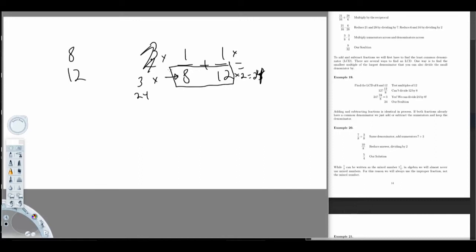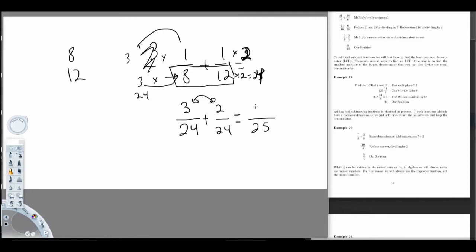Don't forget, you've got to multiply at the top too. Multiplying parts of fractions only works when you do the same thing to the numerator and the same thing to the denominator. So here we have 3 times 1 is 3, 3 times 8 is 24, plus 1 times 2 is 2, 12 times 2 is 24. Now when you're adding, you add the numerators and keep the same denominator because you're adding fractions.